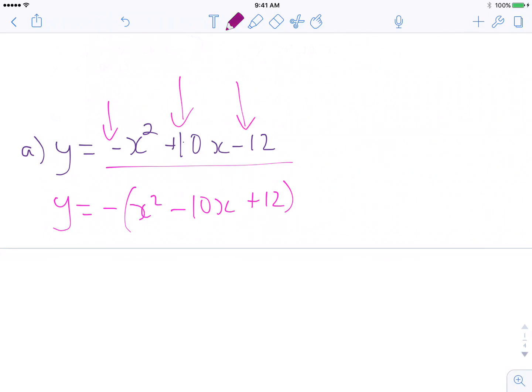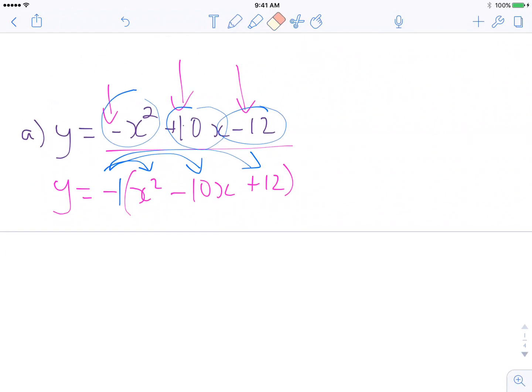So if you take a look at here, if I show you the negative 1 and we distribute, negative 1 times x squared would be negative x squared. Negative 1 times negative 10 would be positive 10x. Negative 1 times positive 12 would be negative 12. So this is accurately representing what we had in the original question. I'm going to erase the 1 though because we don't need that there. All right, and I will take out these arrows as well just for some clarity.